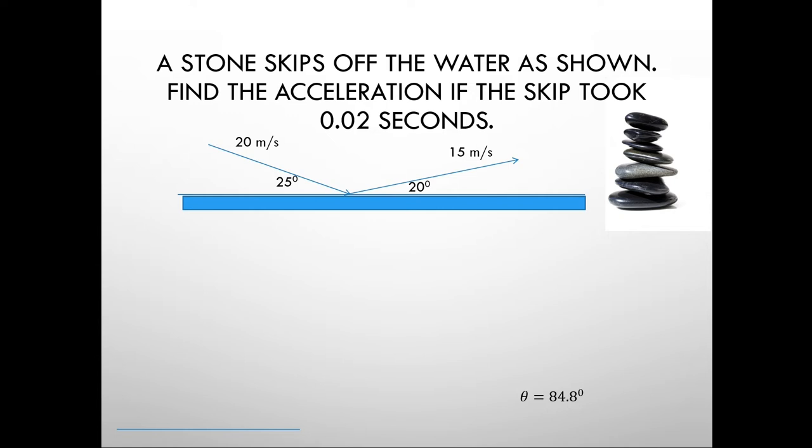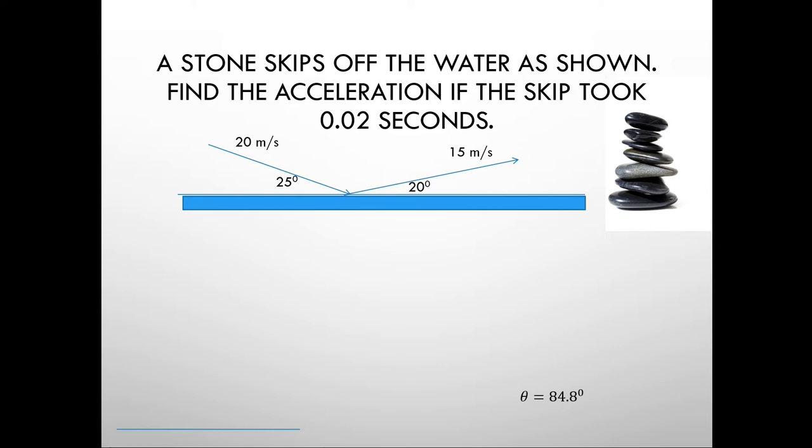An example, a stone skips off the water as shown. Find the acceleration if the skip took 0.02 seconds. We're going to solve this question in two different ways. One, we're going to solve it using the cosine law, and the other one we'll do afterwards using x and y components. You can use either method, both are equally valid. They might give you slightly different numbers, off by a decimal or two, but they should be very, very close.